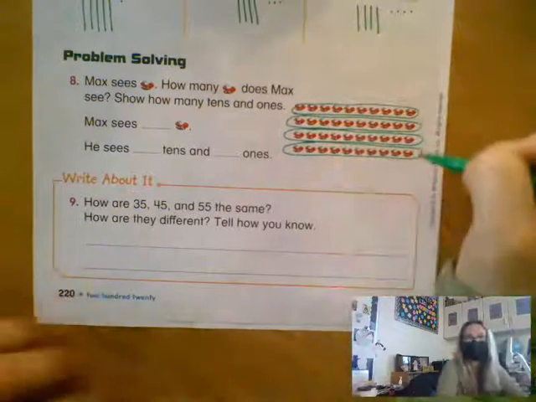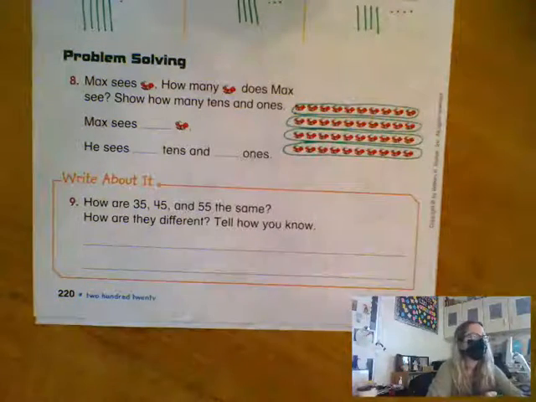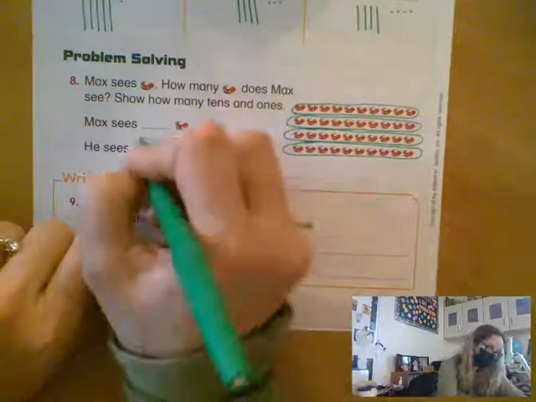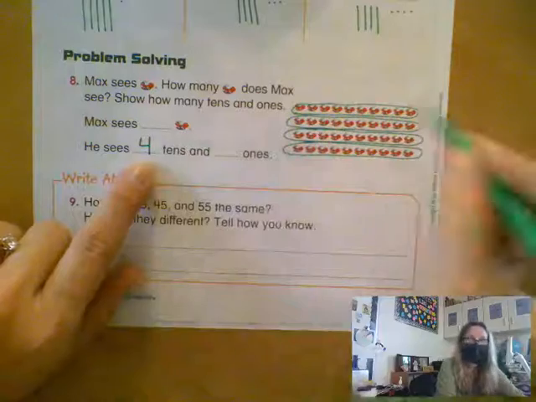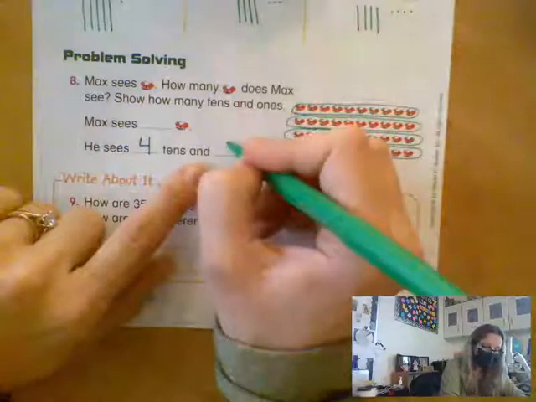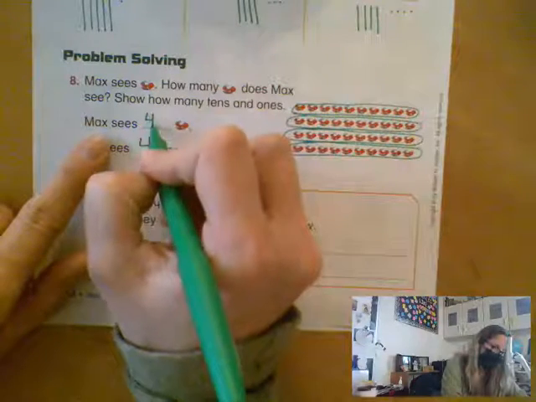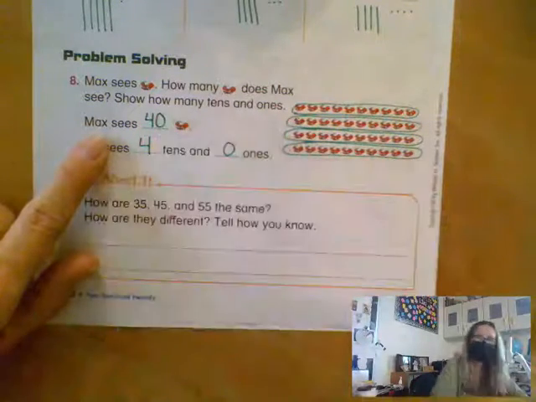How many groups of 10 do I have? Noah? 4 groups of 10. Do I see any ones left over? No, so I put a 0 there. So Isaac, how many ants does he see? 40. 4 tens and 0 ones.